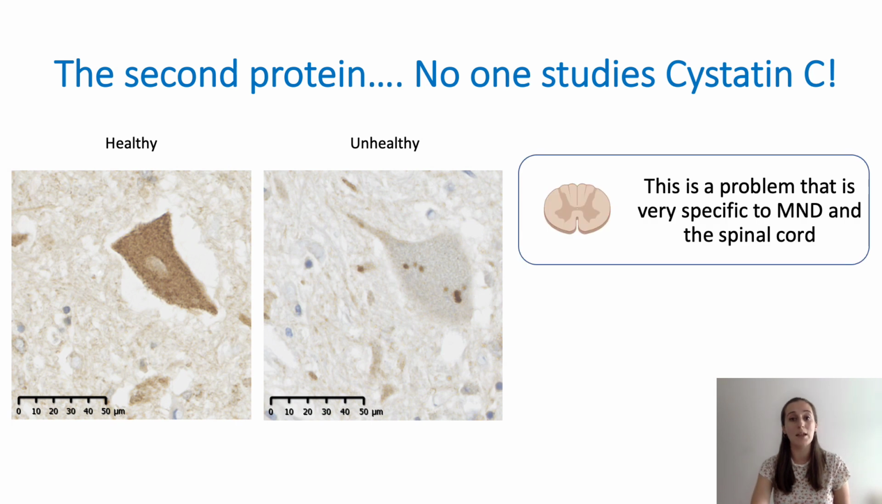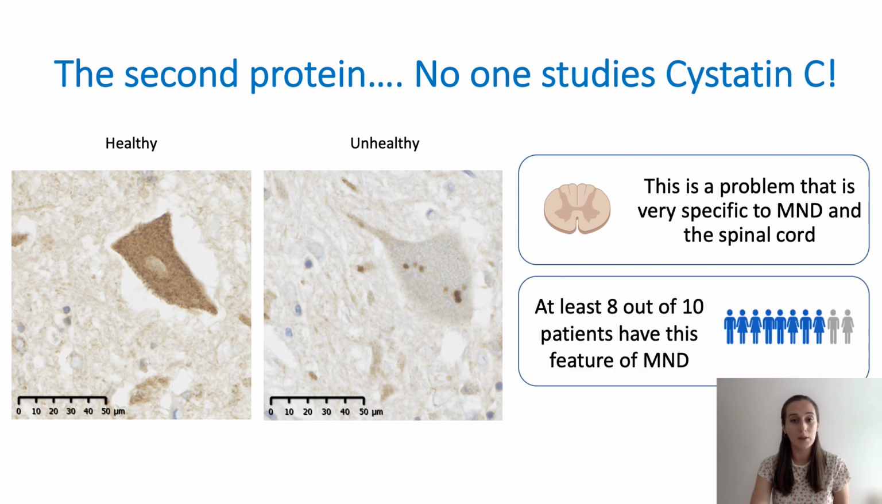This is a problem that is very specific to MND, so it's not seen in other neurodegenerative diseases, such as the issues that we see with TDP43 are. It's also specific to the spinal cord. It's thought that at least 80% of patients have this feature of motor neuron disease, but as I said, there's been so little research into this protein that that is likely to be an underestimate.